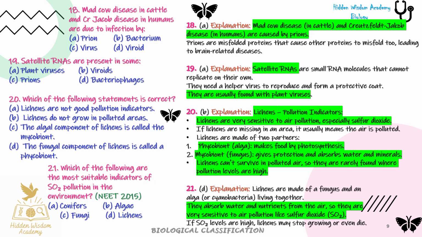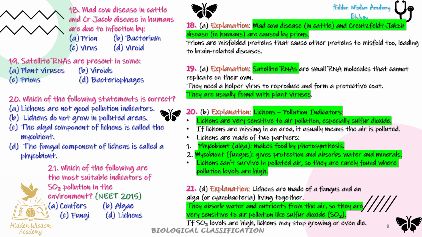Question 19. Satellite RNAs are present in some: Option A. Plant viruses. Option B. Viroids. Option C. Prion. Option D. Bacteriophages. Explanation: Satellite RNAs are small RNA molecules that cannot replicate on their own. They need a helper virus to reproduce and form a protective coat. They are usually found with plant viruses. So, option A is the correct answer.